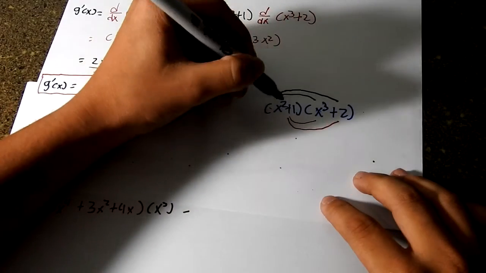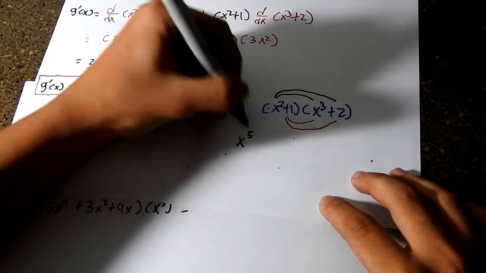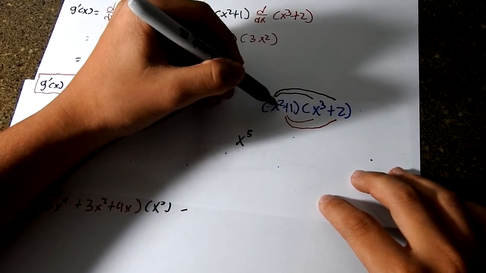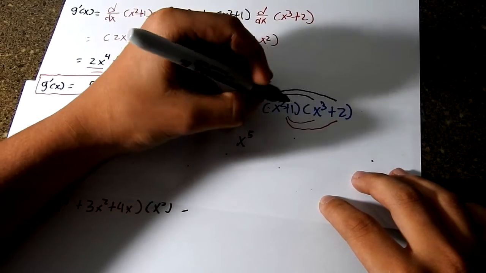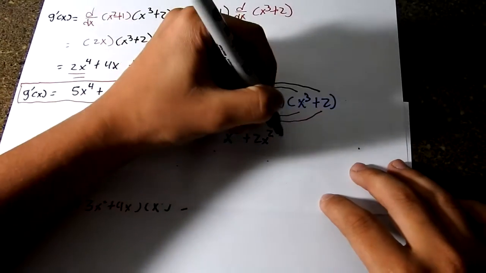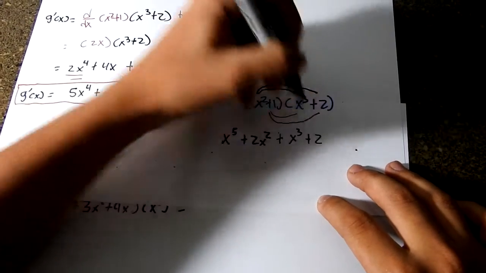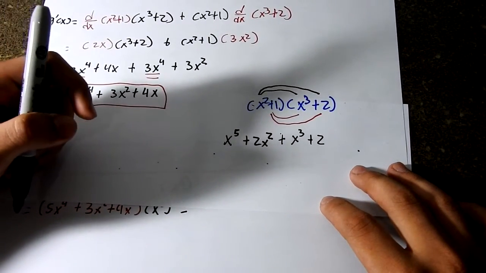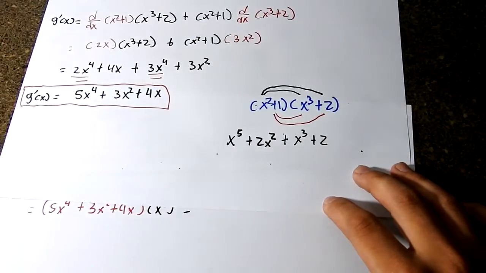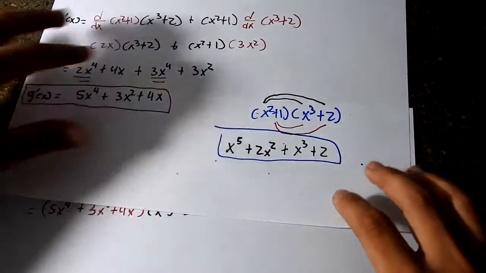So we're going to have x squared times x to the third power. That's going to be x to the fifth power. And then we have plus x squared times 2. We're going to have 2x squared plus x to the third power plus 2. Right? So we have simplified our numerator.